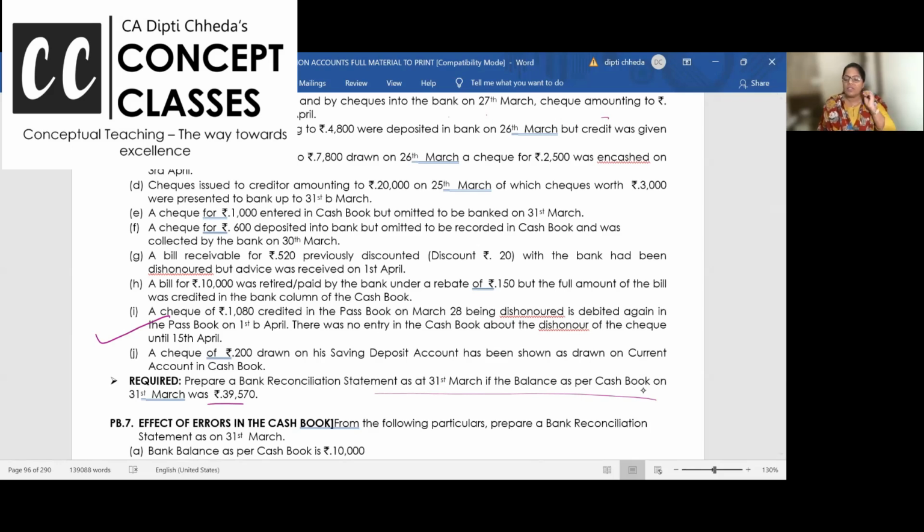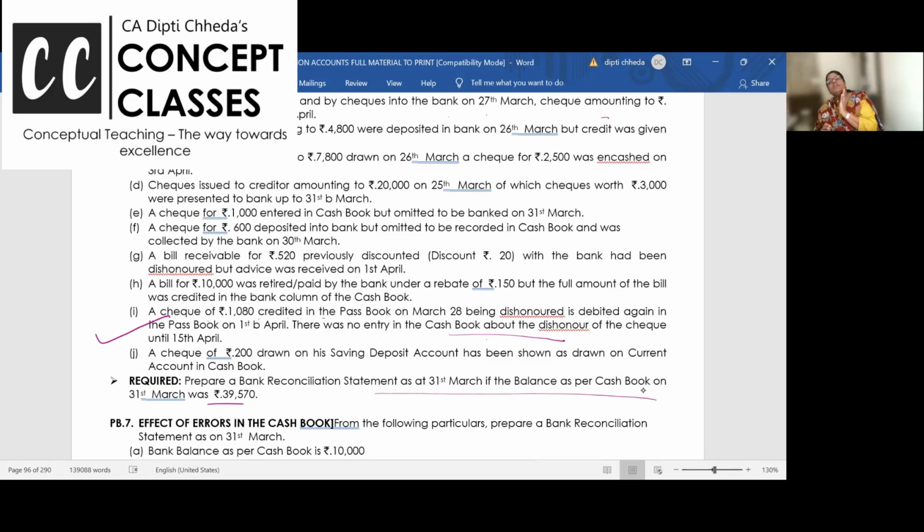वैसे भी dishonor happened on when? 1st of April. So passbook also dishonor effect they have given after April. So shall we give the dishonor effect? We have not given. I hope you all are getting. 1080 debited in the sum. Check of 1080 credited in the passbook, debited in the bank. बात खत्म हो गई. अब dishonor हो गया. तो bank में it is debited on 1st April.